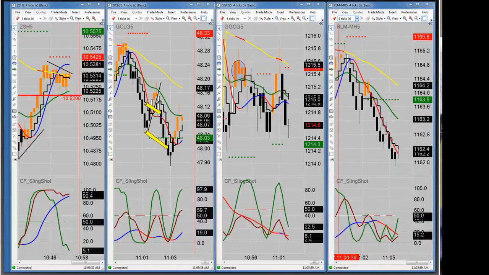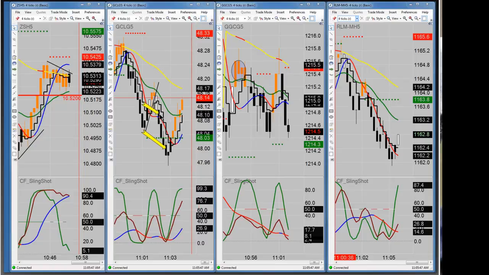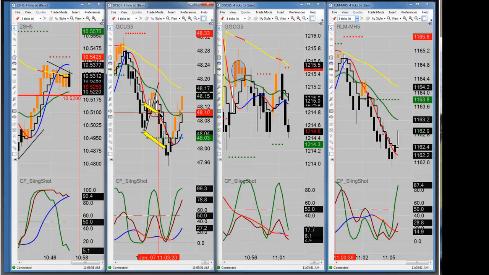Jim, I've got a question for you. On that last crude trade, did I set the sell order in anticipation? I did set it. That's why I got in one tick lower than here. 48.11 was the spot to get short. I was in at 48.10.